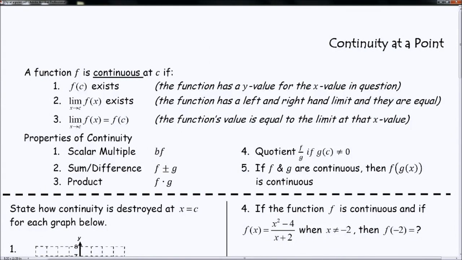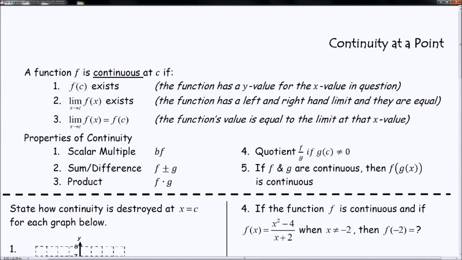Alright, today we're going to talk about continuity at a point. We say that a function is continuous at c if f of c exists. What I'm talking about is the point. There's an actual point there. There's no hole. So, for example, if I have a function, I don't have some sort of hole located at c. The point is actually there.